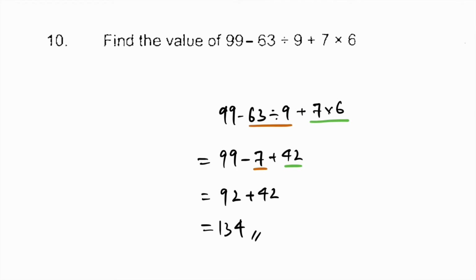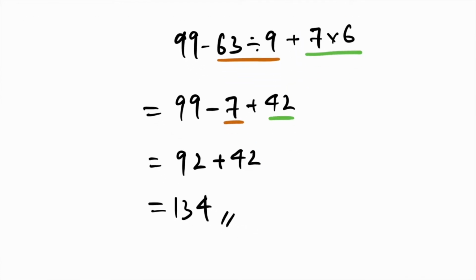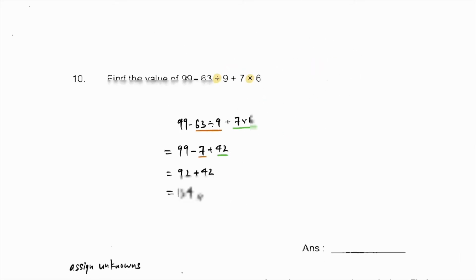Question 10, order of operations. Well, I noticed that we have division here and multiplication here. So we are going to do that. Let's execute, shall we? So 63 divided by 9 is 7. 7 times 6 is 42. From here, we'll go left to right. So this is 92 plus 42, giving me 134.